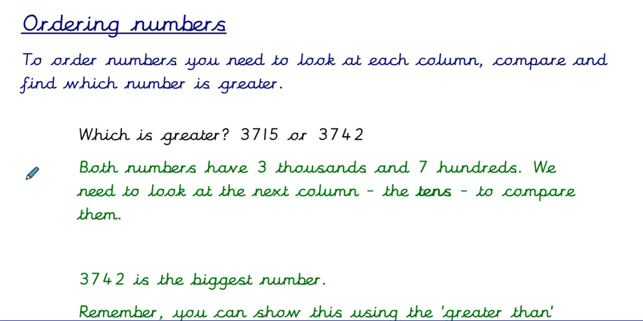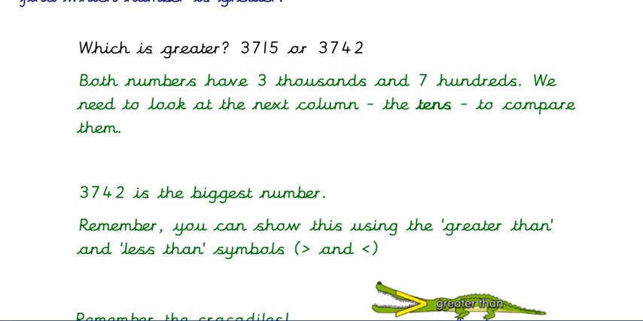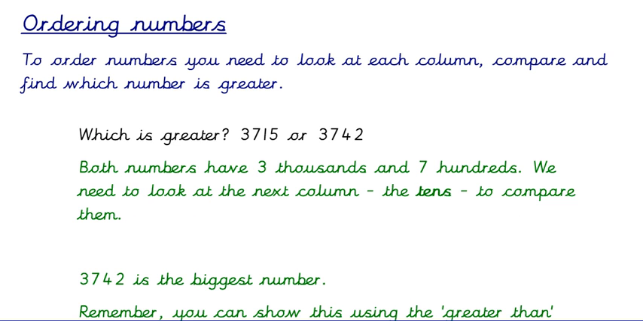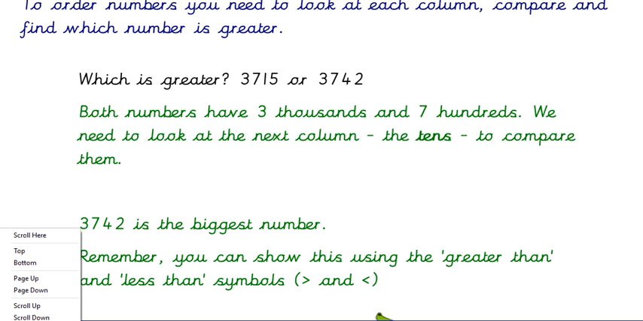Okay, now we're going to have a look at ordering some numbers. So to order numbers, you need to look at each column, compare and find which number is greater. So let's look at this question. Which is greater, 3,715 or 3,742?